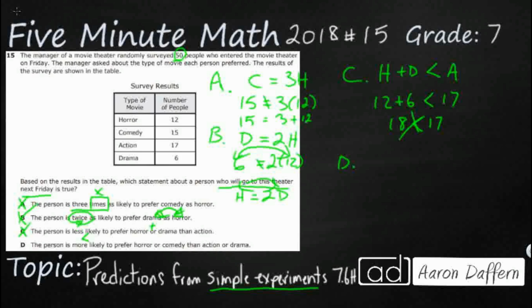Let's hope it's D. The person is more likely, all right, greater than, horror or comedy, horror plus comedy, than action and drama. So that is 12 plus 15 is greater than 17 plus 6. So that is, 27 is greater than 23. We found it. Answer is D.